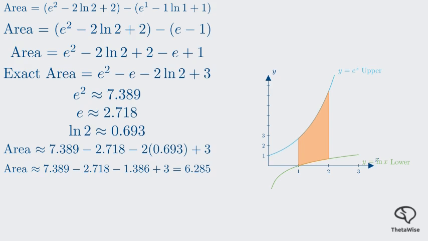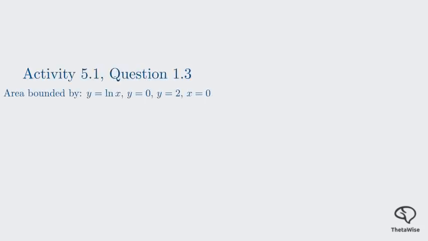In this problem, we saw how to integrate a difference of functions with respect to x. The key was correctly identifying the upper and lower functions based on our sketch. Let's tackle the next area problem. We need to calculate the area bounded by the curve y equals ln of x, the x-axis, and the horizontal line y equals 2 and the vertical line x equals 0.